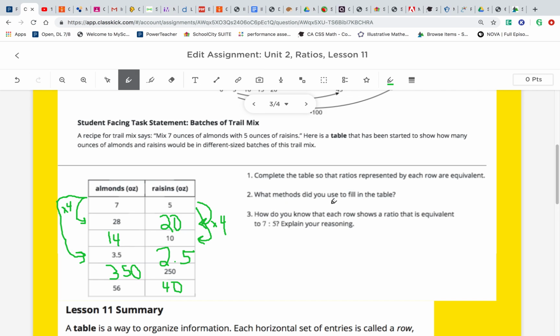All right. So let's see here. So they want to know what methods did you use to fill in the table. Well, I showed you some methods there. And then number 3, how do you know that each row shows a ratio that is equivalent to 7 to 5, equivalent to this one? Well, it's what we did. We multiplied this amount times the same amount we multiplied this amount times. So we did 7 times 4 to get 28. We did 5 times 4 to get 20. Right? We could do 7 times 50 to get to 350. 5 times 50 to get to 250, and so on, right? So we multiplied both parts of the ratio by the same number, and so that means that the ratio is equivalent.